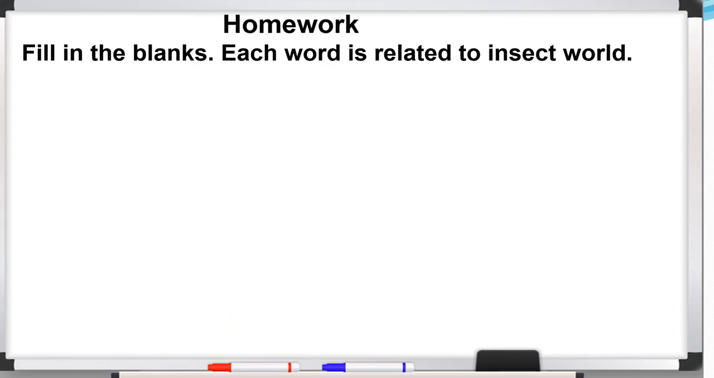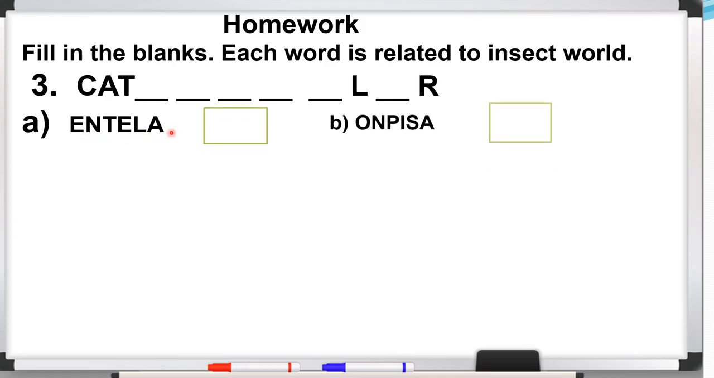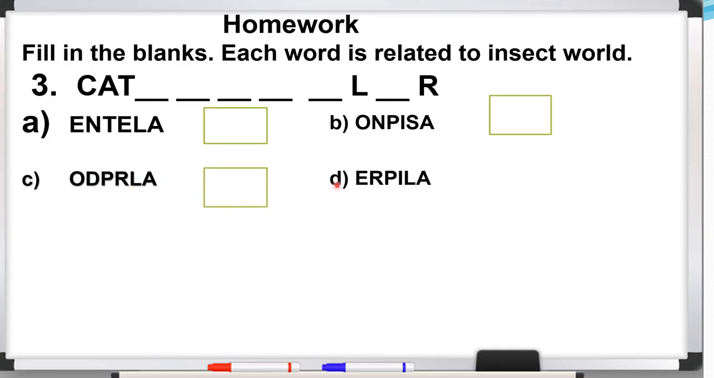Okay, now in question number 3 it is given CAT dash dash dash dash dash L dash R. Okay, and our options are A, ENTELA, okay, and B, ONPISA, C, ODPRLA, and in D, ERPILA.